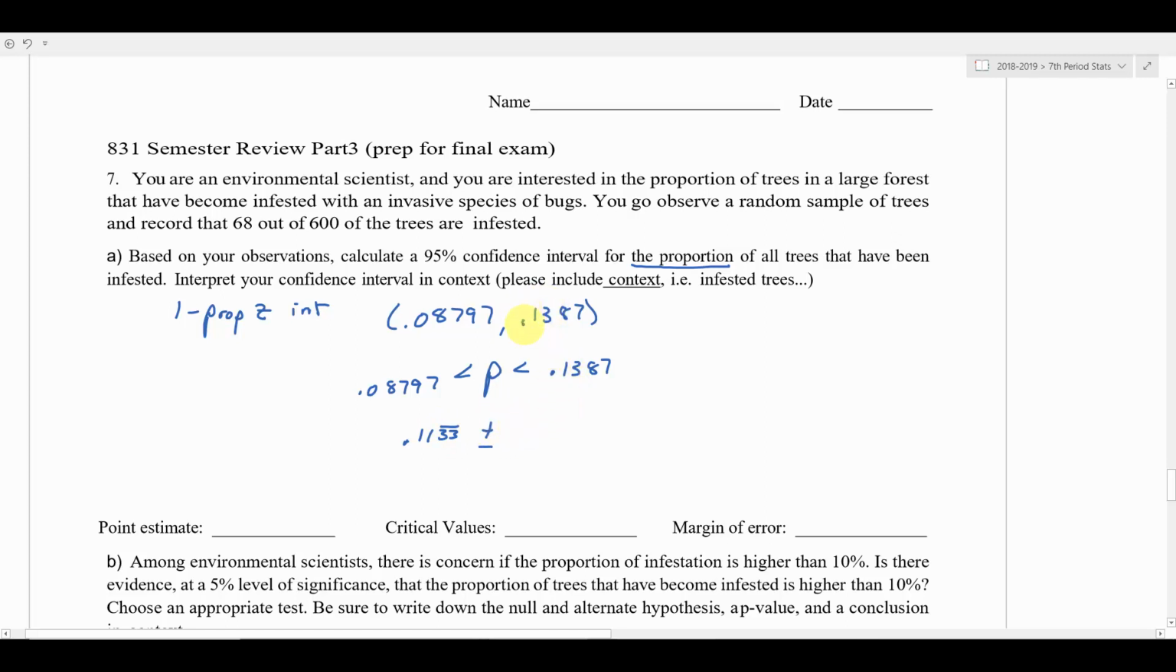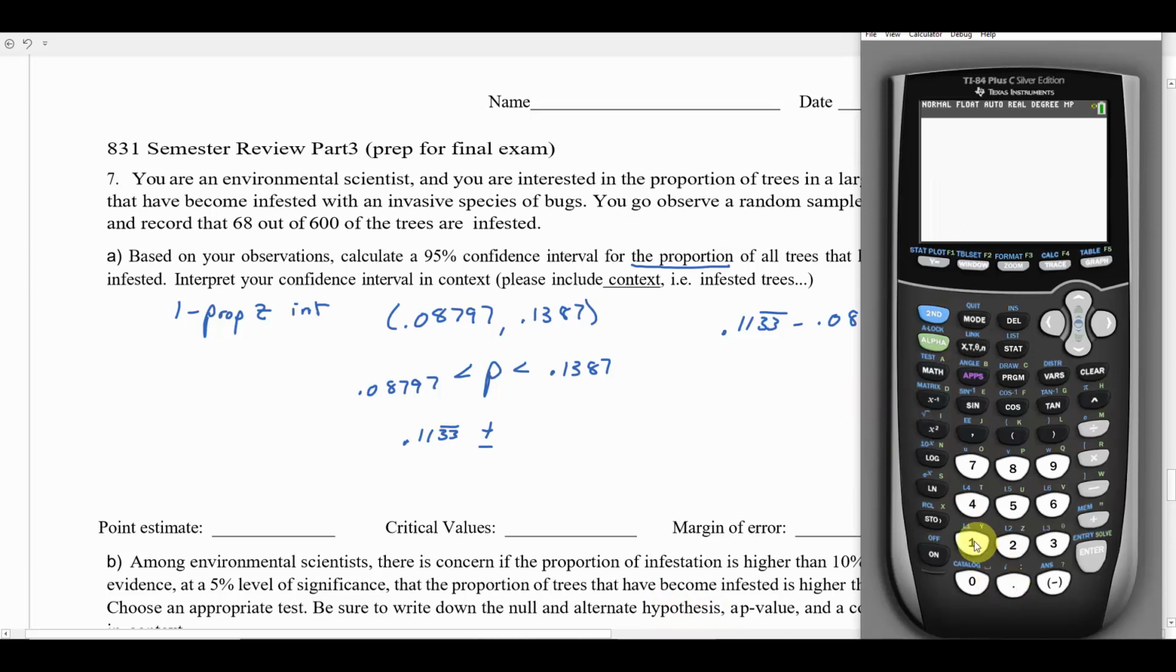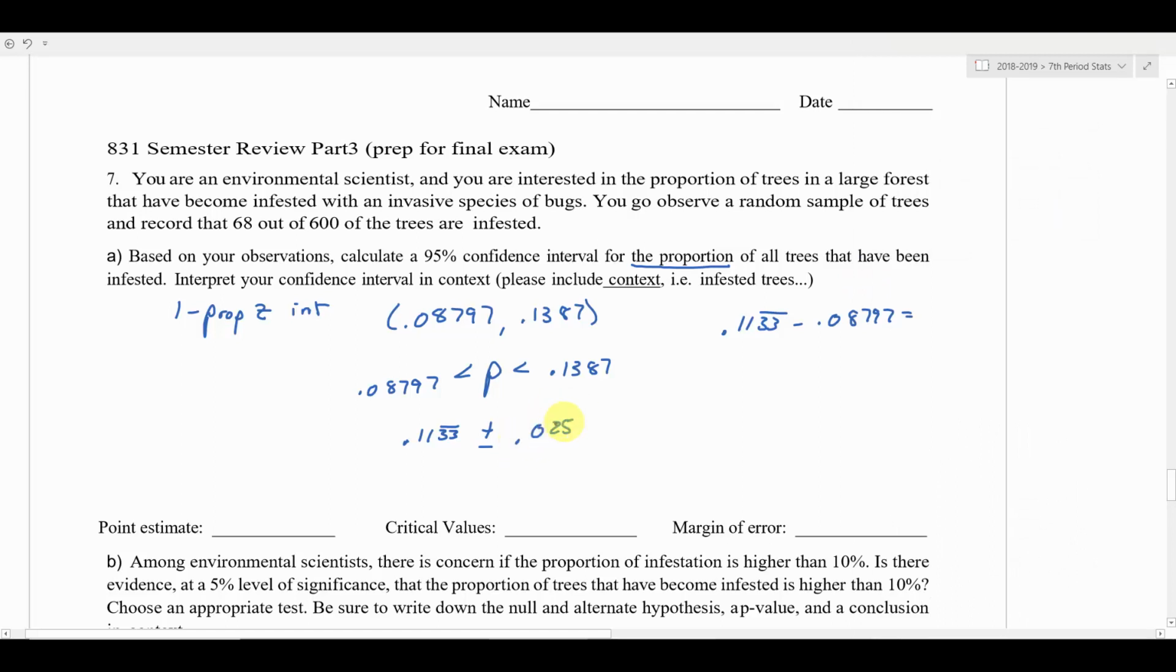Now, the quickest way to get the margin of error if you're just using a calculator to do the problem is to take this point 1133 and repeating and subtract away from it your left bound here. So 0.08797. And if I do that, I can get a margin of error here. So I'm going to go ahead and calculate it, 0.11333. I'm going to put a bunch just so that we're nice and precise here. Minus 0.08797. There we go. So we got 0.025. And that's my margin of error. Okay. So that would go here, 0.025.